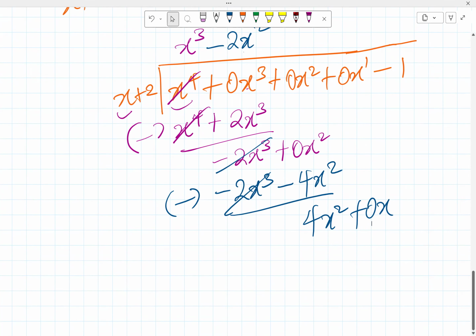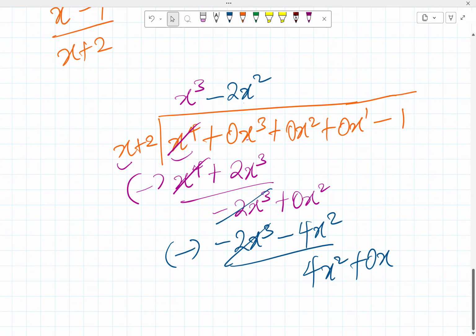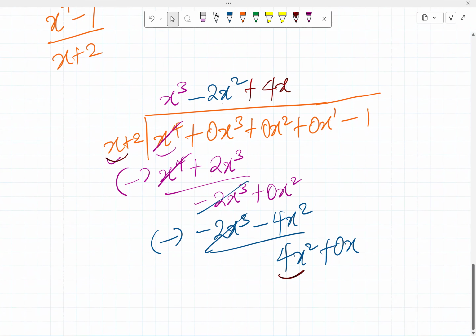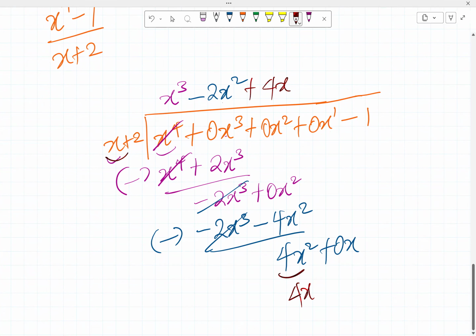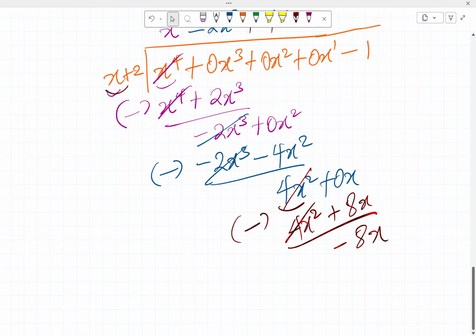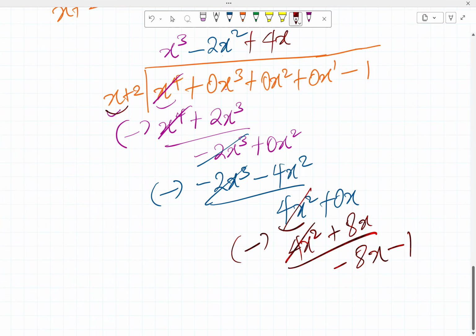So now x again goes in 4x squared. x cancels x, that's plus 4x. Then 4x times x is 4x squared, and 4x times 2 is plus 8x. So we subtract like that. 4x squared minus 4x squared cancels out. Then 0 minus 8x is minus 8x. Don't forget the last number remaining is -1, so we bring down that -1. And then we go for the last round.